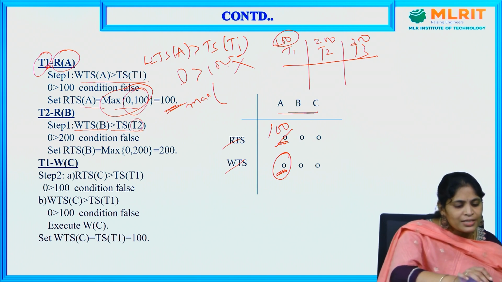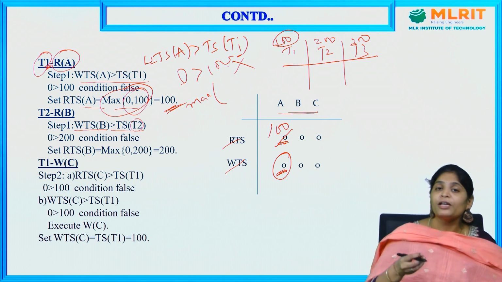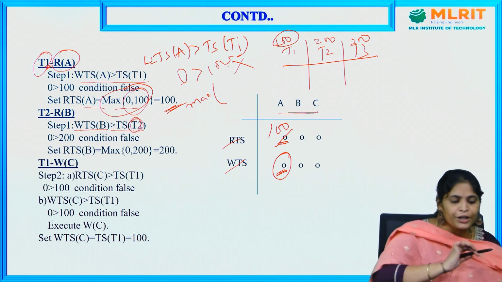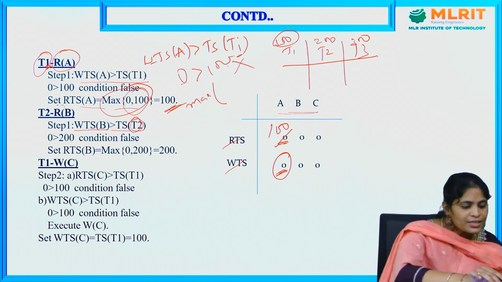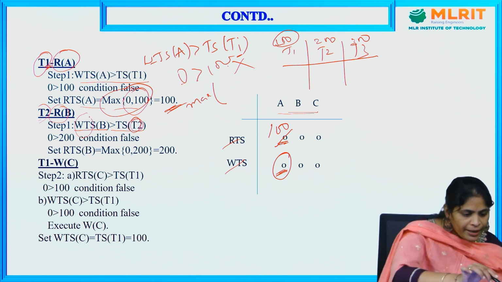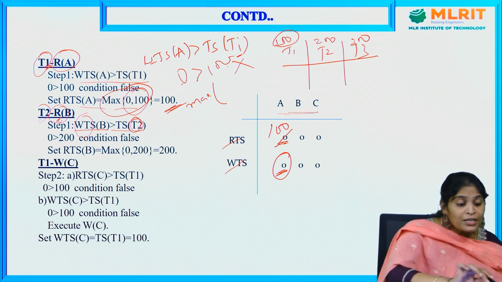Why? Because whatever operation we are performing will be in transaction T2. That is why here we have taken T2. So, this R of B belongs to T2. That is why here we are checking write timestamp. Why? Because we are doing a read operation. So, what is the formula? WTS of B is greater than TS of T2.